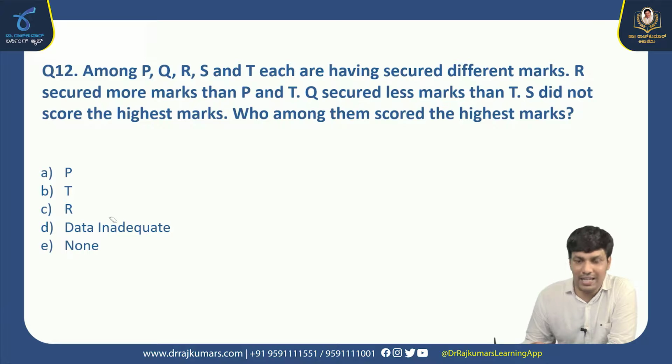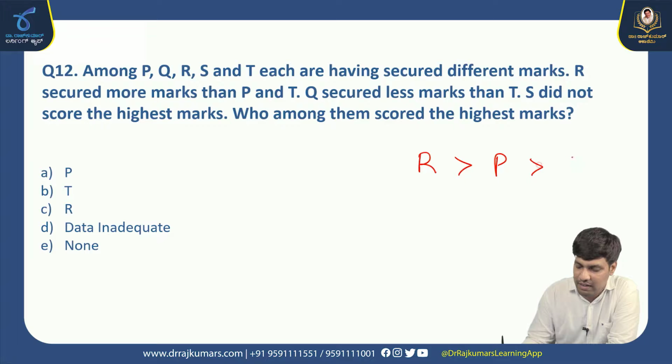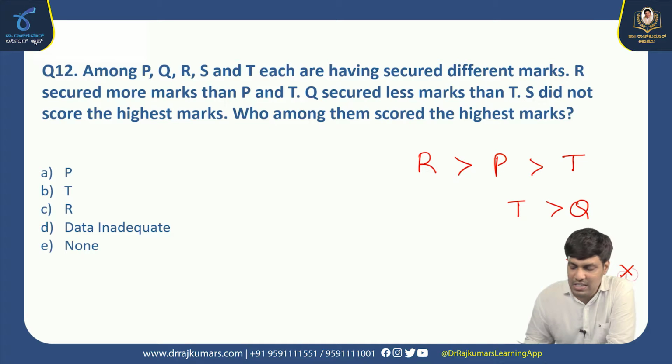Among P, Q, R, S, T, each having secured different marks, R scored more marks than P and T. They are telling R has scored more marks than P and T. Next, Q scored less marks than T. Q has scored less marks when compared to T. S did not score the highest marks. In the first position, we can't write S. They are asking who among them scored the highest marks.